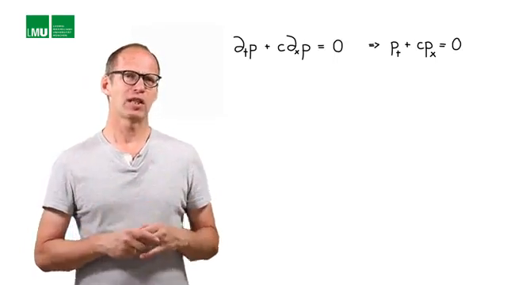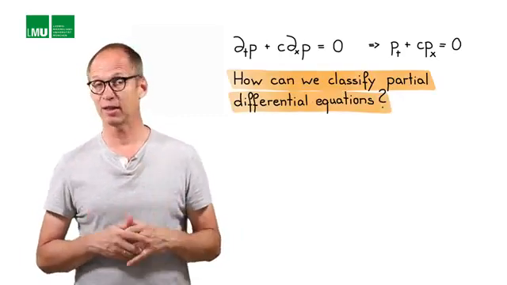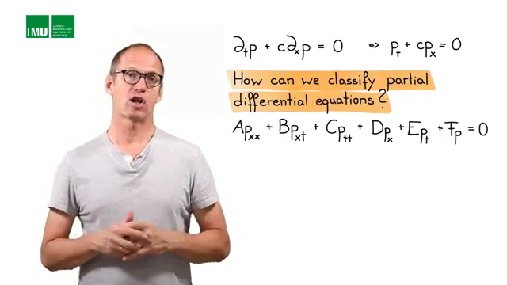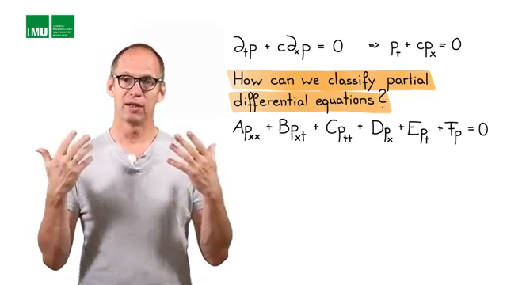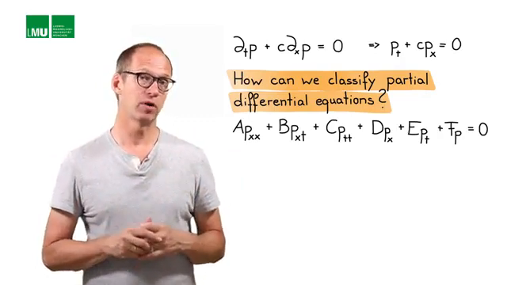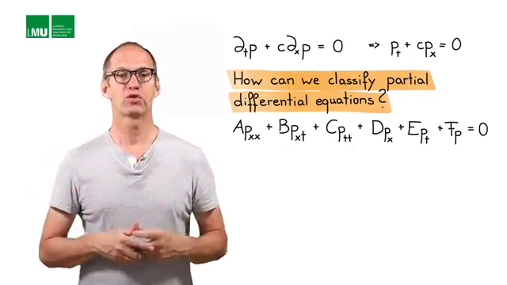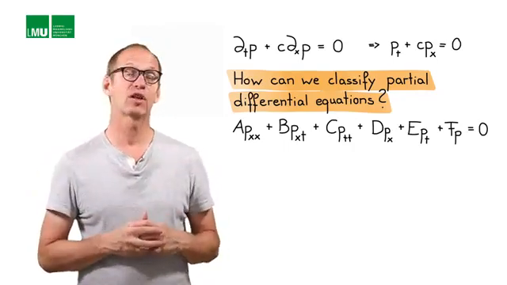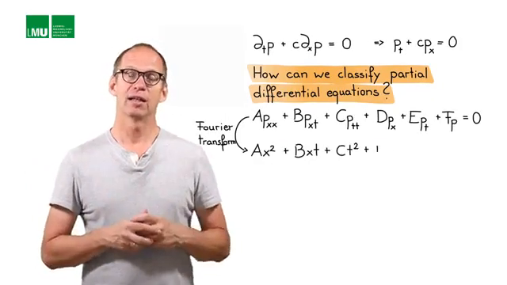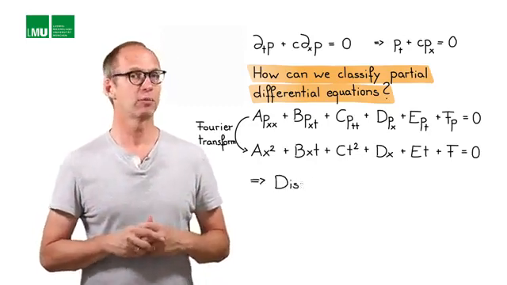So that raises the question, how can we classify these kind of partial differential equations? And there's an elegant way of doing that. You can see this here, a linear combination of basically second and mixed derivatives weighted by some coefficients a, b, c, d, e, f. Actually, if you transform such a general partial differential equation using Fourier transforms, you obtain an equation that you can now look at and investigate using so-called discriminants.